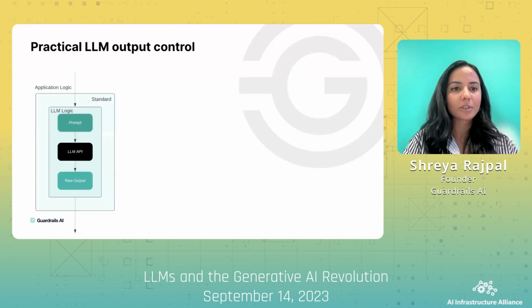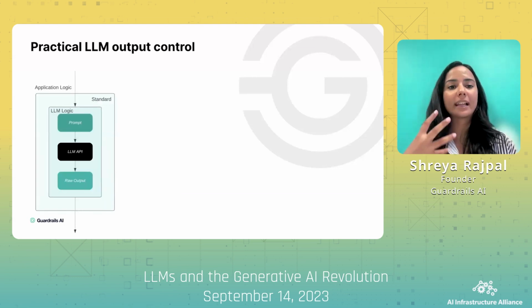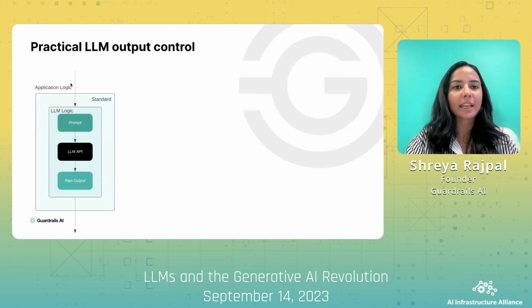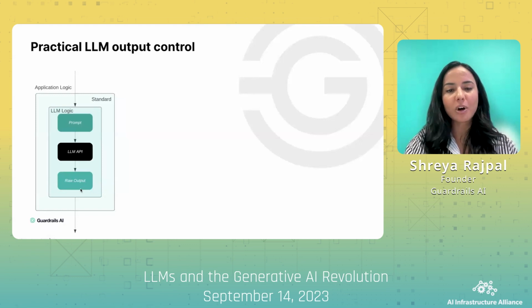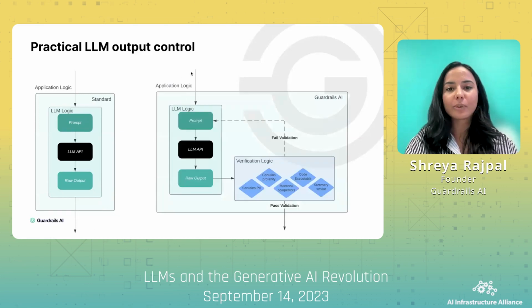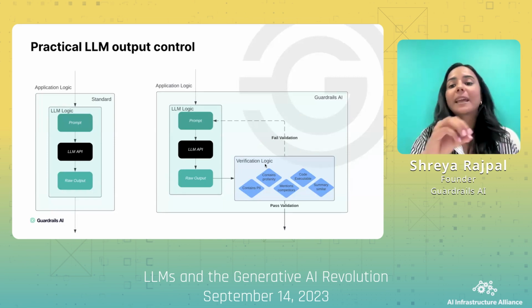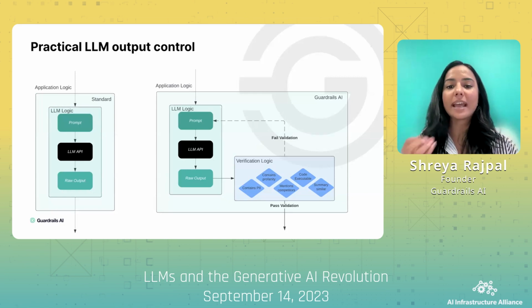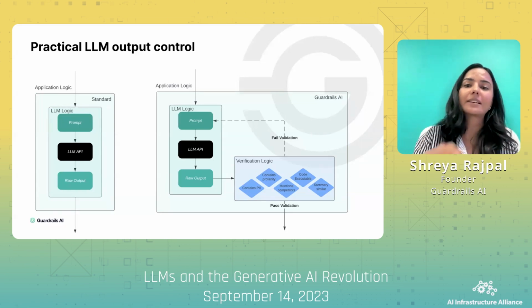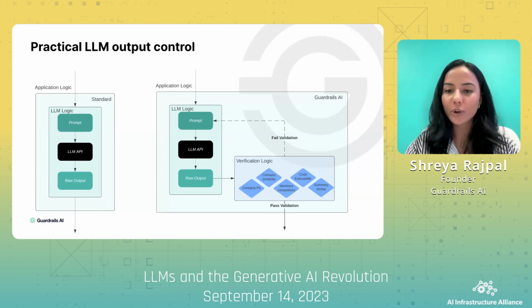So here's what a standard LLM development workflow looks like. You have some application logic, and within that application logic, you have an LLM module, where a prompt is sent to an LLM API. You get some response from that LLM API, and that response is sent back over to the application. What we recommend doing instead at Guardrails is that once you get that raw output, you send that output to a verification suite, where that suite contains application-specific checks that ensure that any output is first vetted to make sure that it is correct and usable for your application.